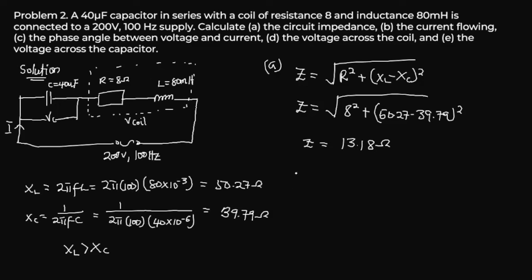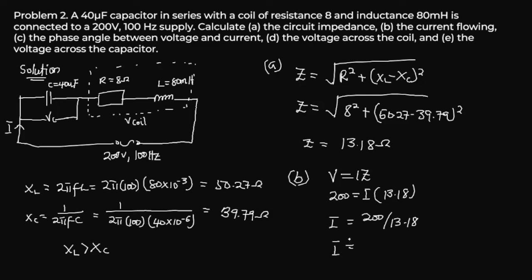So the second aspect, which is B, is saying that we should calculate the current flowing through. So this is very easy. We know that V is equal to IZ, okay, and then we know that our voltage is 200, is equal to our current, we don't know, but we already found our impedance to be 13.18. So we just divide the voltage by the impedance, so it becomes 200 on 13.18 to give us the value of our current. So if you do that, you're going to get 15.17 amperes as your current flowing through this particular circuit.